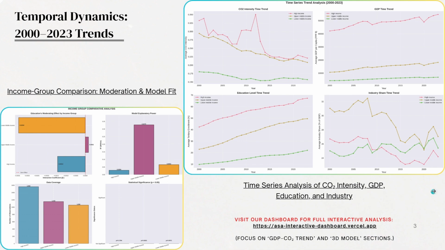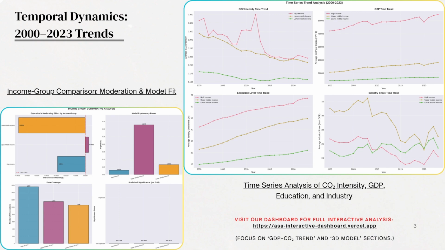This slide summarizes our temporal and comparative analysis. On the right, the time series trends show how carbon dioxide intensity, GDP, education, and industrial activity evolved between 2000 and 2023. We can clearly see that as education levels rise, carbon dioxide intensity tends to decline, especially in upper and lower middle income countries.